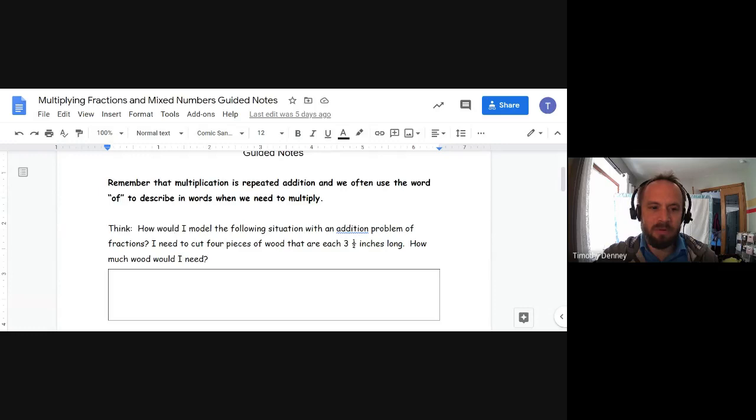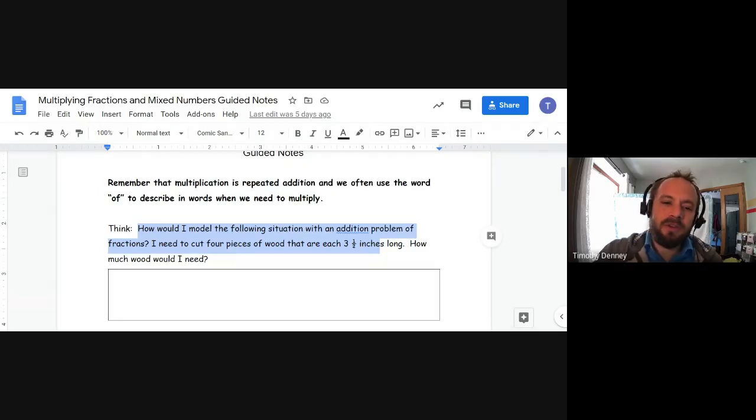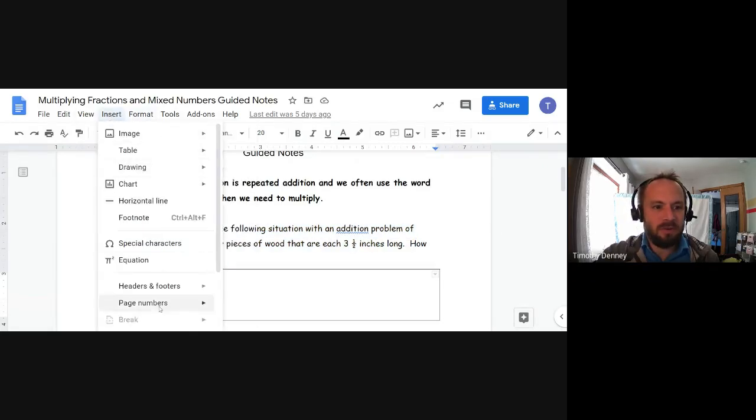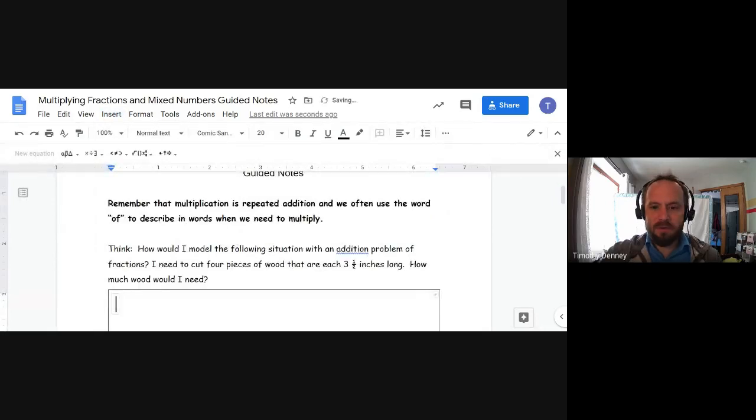With one problem here, how would I model the following situation? I need to cut 4 pieces of wood that are 3.5 inches long. How much wood would I need? How much wood could a woodchuck chuck if a woodchuck could chuck wood? Psych! So, if we have 4 pieces of wood that are 3.5 inches long, we're going to start with addition here. We can write that as an addition problem like the following.